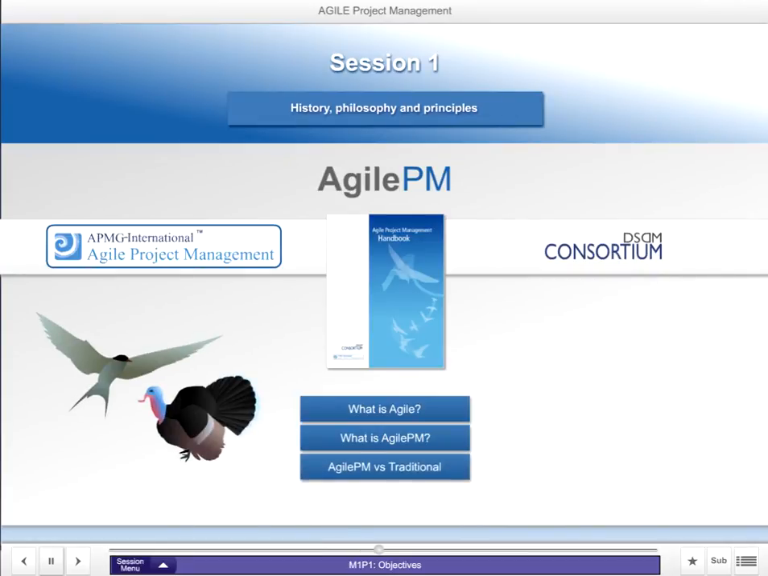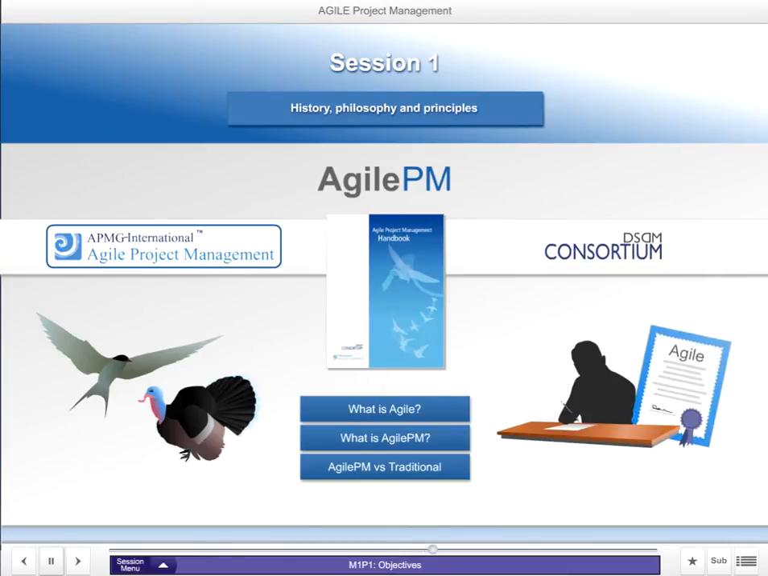The course aims to provide you with sufficient knowledge to successfully take the APMG's Foundation examination in Agile Project Management and thereby become qualified at that level.